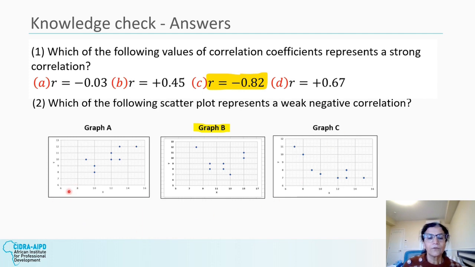For this graph, this is an upward trend. This is certainly not negative correlation. So this is not one of the correct possible answers. Compare graph B and graph C. You can clearly see a decreasing pattern here, whereas in graph B, you're not sure. Sometimes you see a negative, sometimes positive, and the points are not very close to each other. So graph B represents weak negative correlation.